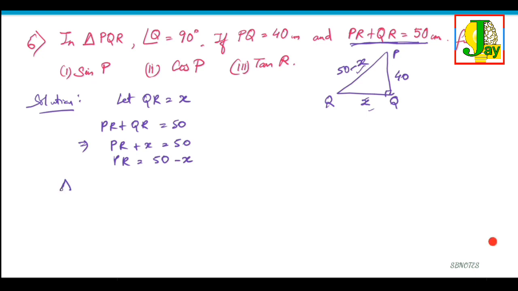Now triangle PQR is a right triangle, therefore which one is the hypotenuse here? The side opposite the 90 degrees is 50 minus x. So 50 minus x whole square, or you can write h square equals opposite square plus adjacent square, or perpendicular square plus base square. Now we can apply that. So 50 minus x whole square equals, taking any of the two sides, 40 square plus x square.